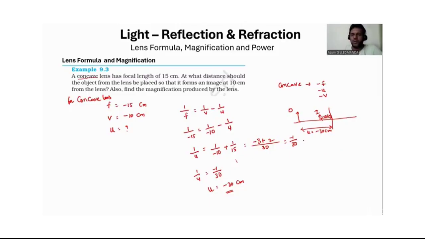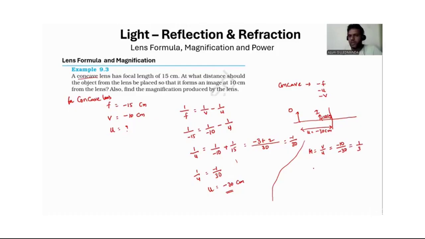Understood? Now, what is magnification? So magnification m, I said it is v by u, right? So what is v here? v is minus 10 and u is minus 30. So that means it is 1 by 3.